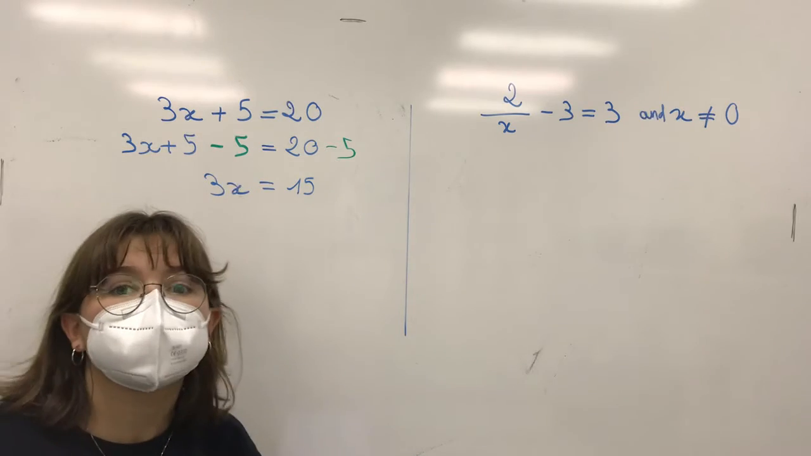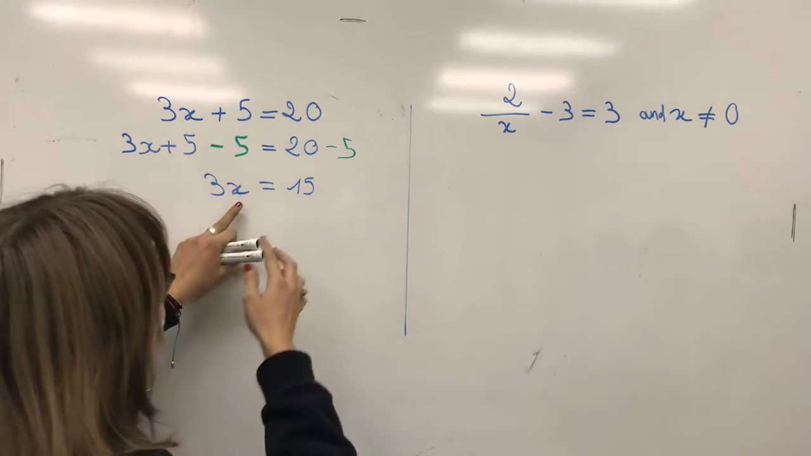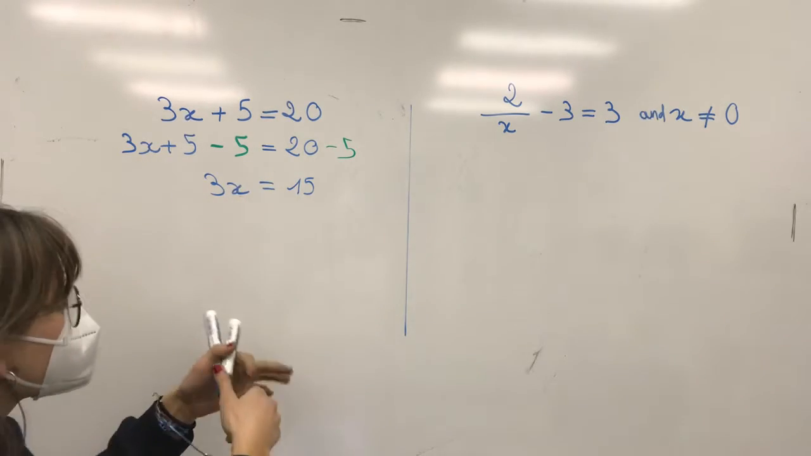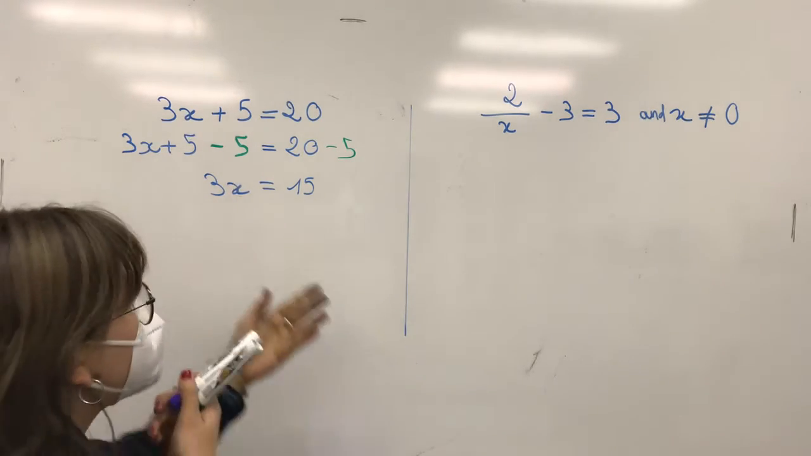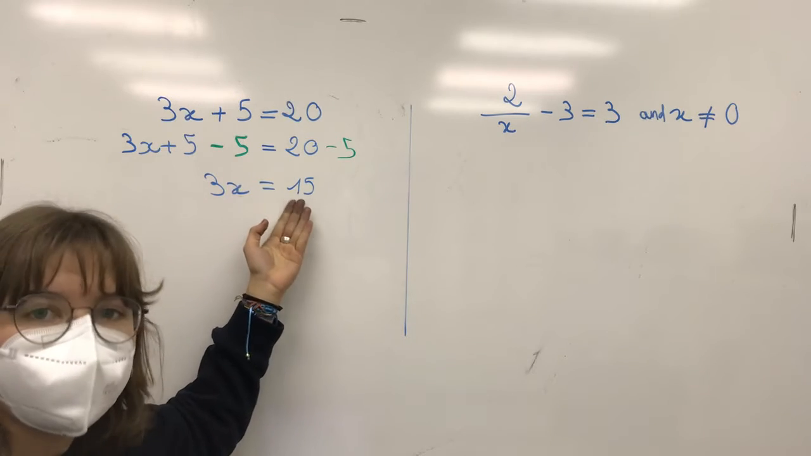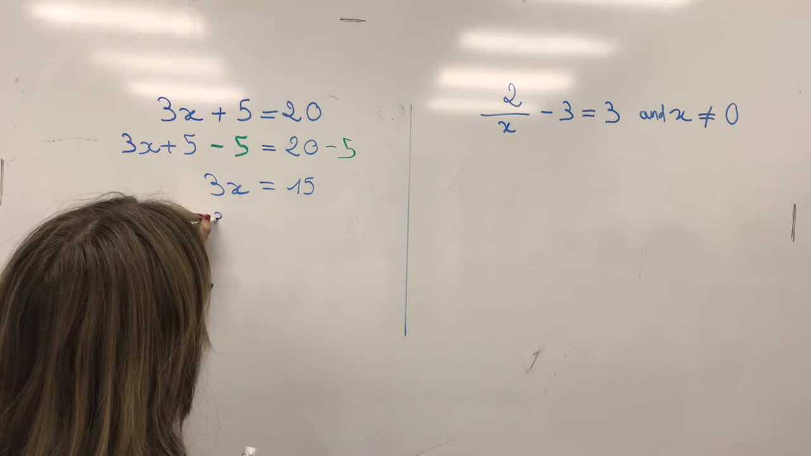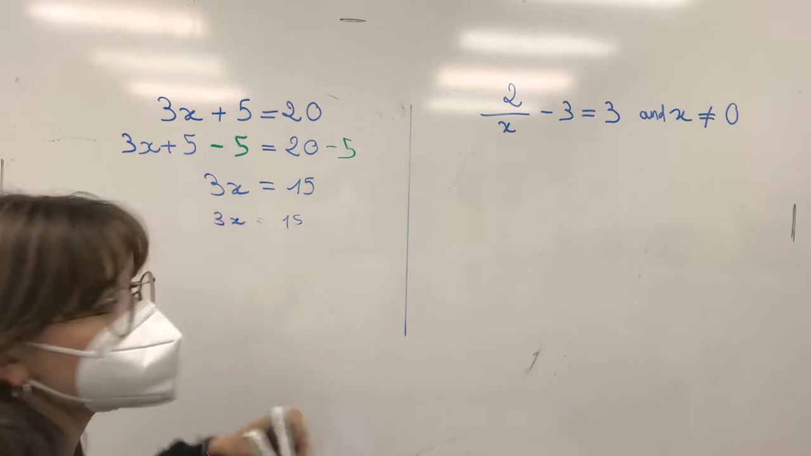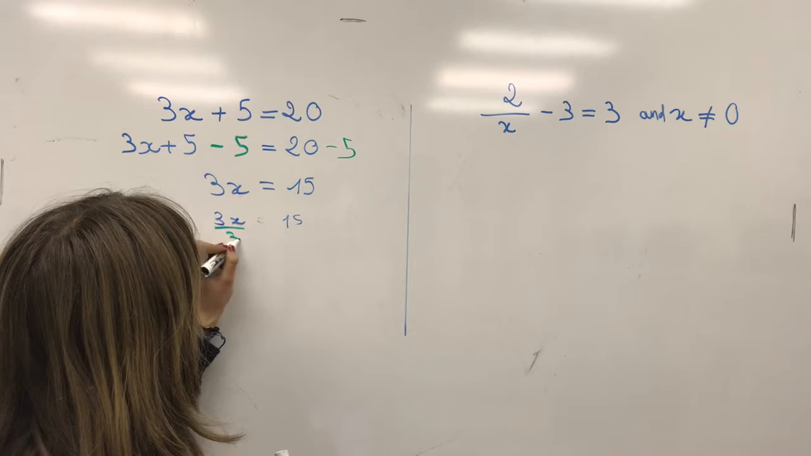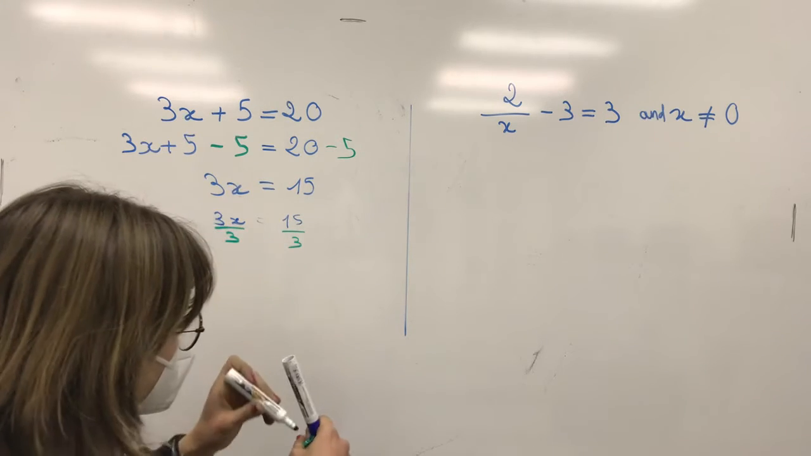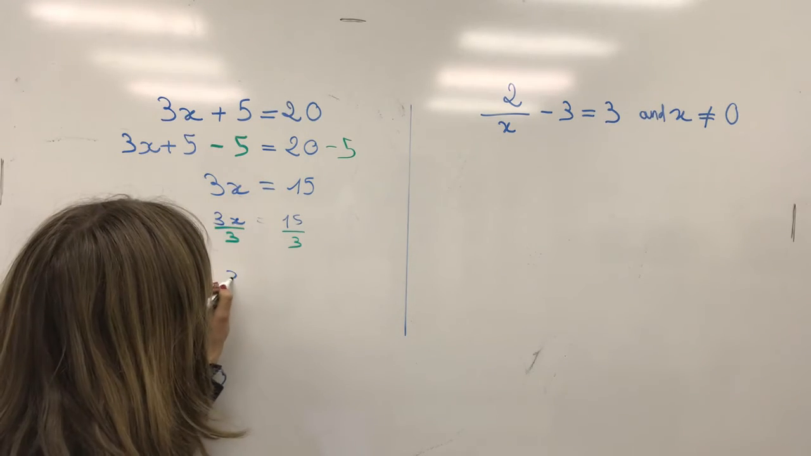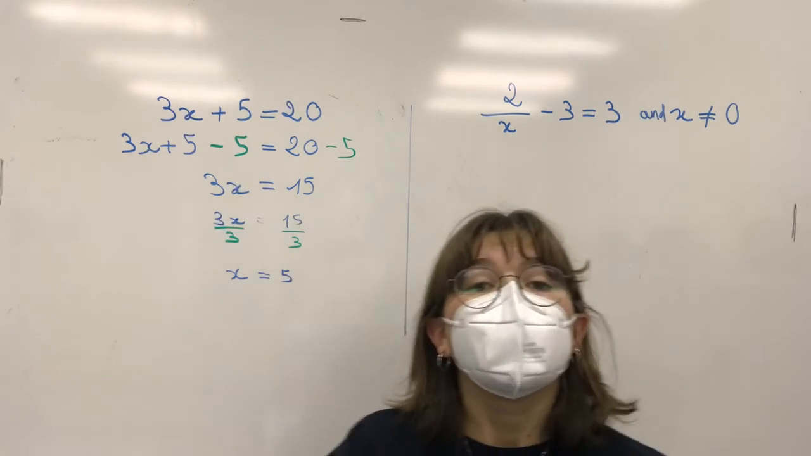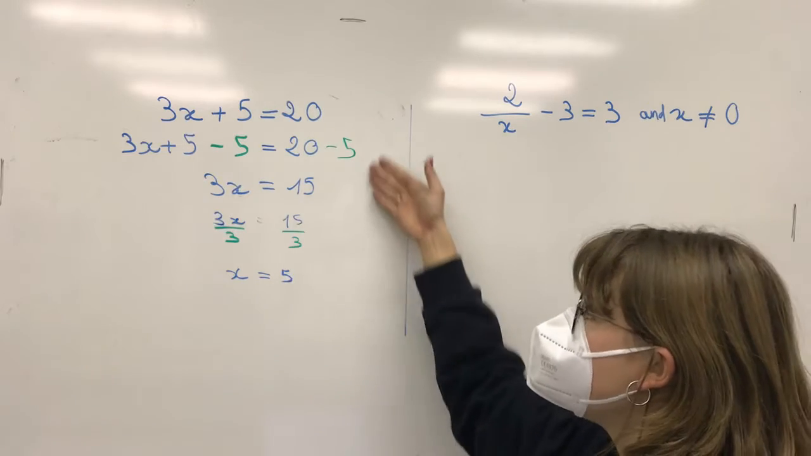Now we want to isolate x, and how can we do it? By dividing 3x by 3. So we're going to do it on both sides again, and we're going to divide 15 by 3 also. So we have 3x equals 15, both sides divided by 3, and it only remains x equals 5. So we find our solution to the first equation.